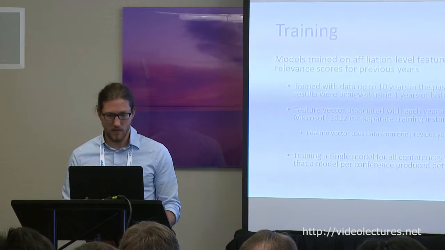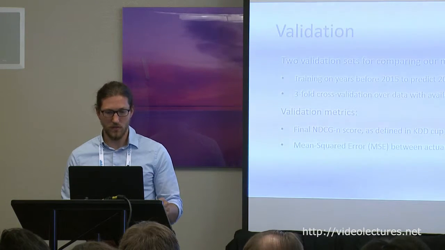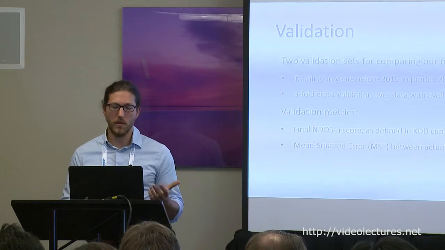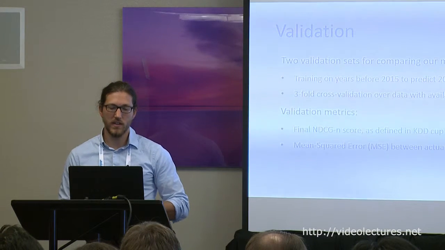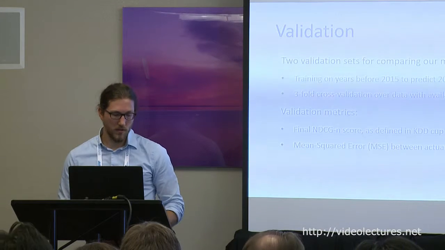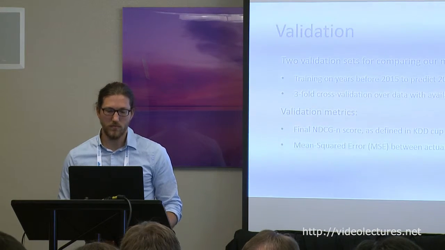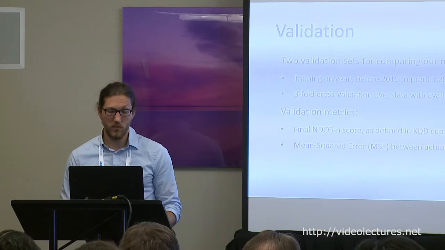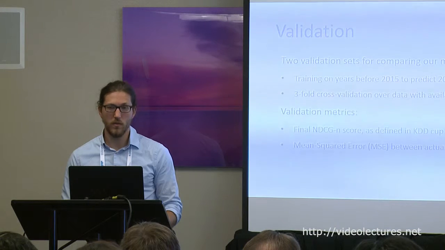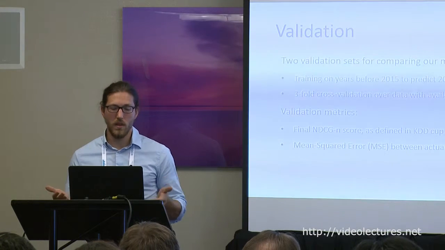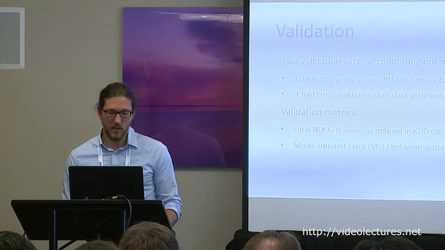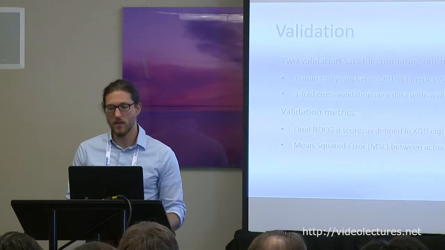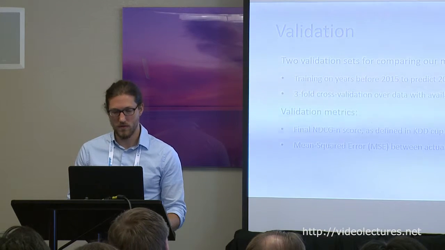And we validated this on the validation sets, which I'll cover briefly here. In order to examine and compare our models, we came up with a validation set of predicting 2015 scores, and we also did a threefold cross-validation over the data. We examined both of these validation sets using two metrics: the score as defined in the KDD Cup rules, where we would calculate our final score and see what the scores between the models were, and the mean squared error between actual and predicted relevance scores. So we used both of these to compare our models throughout.